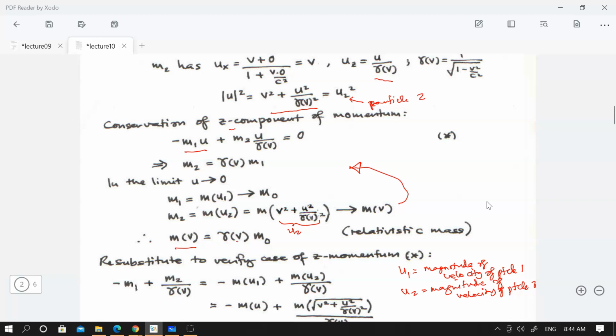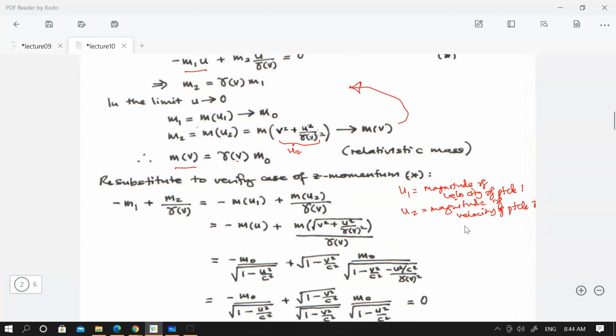Okay, but you can actually see now that this equation has a common factor of u, so I can remove this, divide it by u, and then essentially what I want is to consider just minus m1 plus m2 over gamma v. Okay, I'm just factoring out the common factor of u then. So let's see whether this actually works.